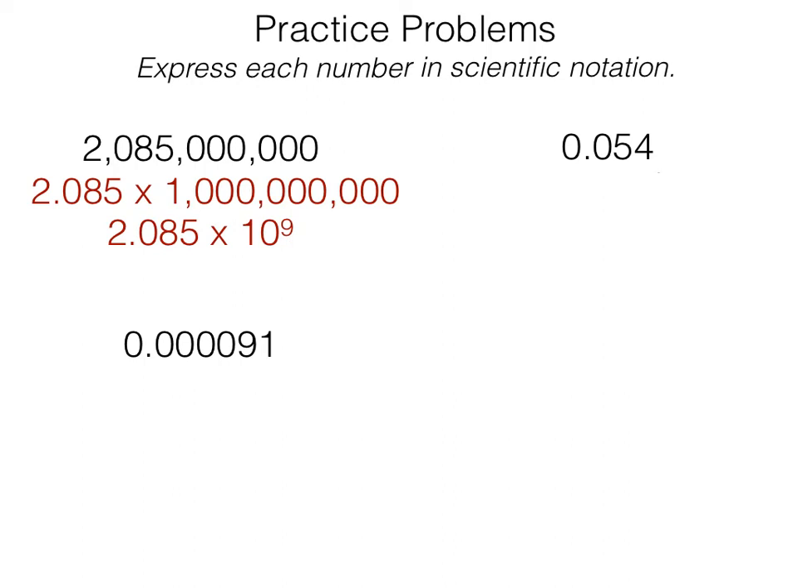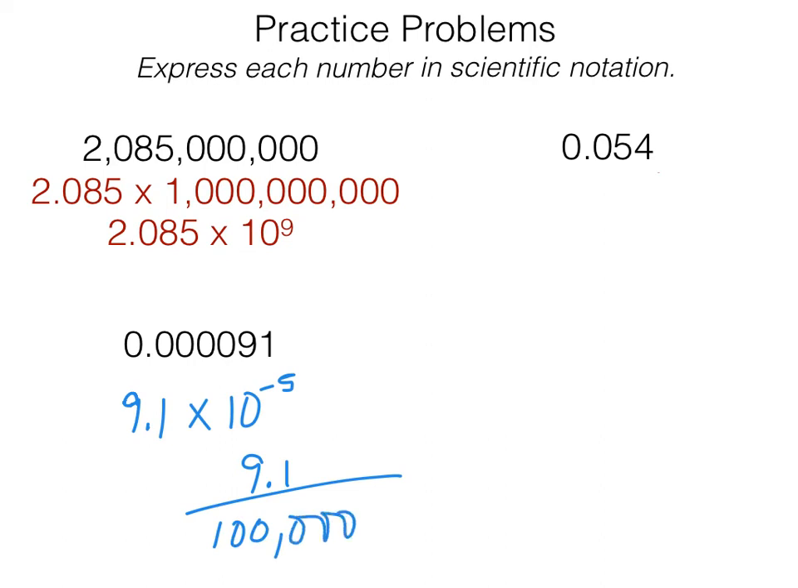For the second one, since it is a decimal and it's going to be less than 1, our exponent is going to be a negative. So we're going to count over 1, 2, 3, 4, 5. And since it's, again, less than the value of 1, it's going to be a negative 5. That is equivalent to 9.1 over 100,000.